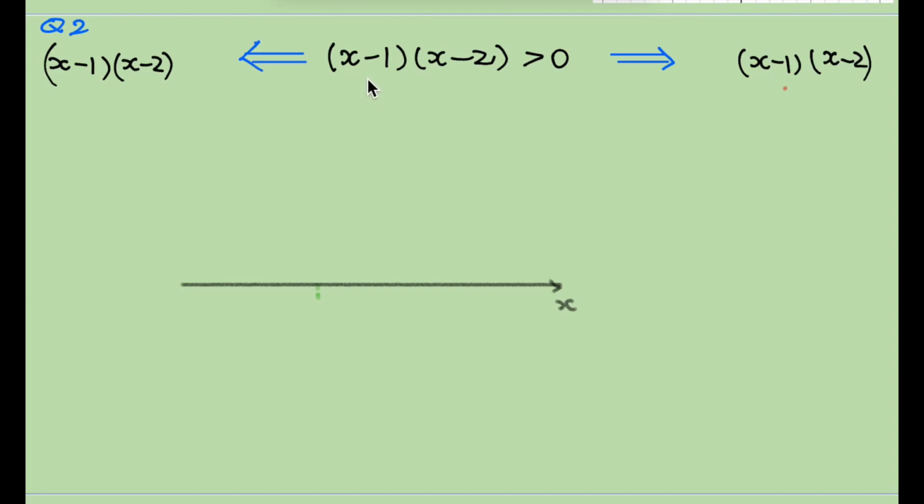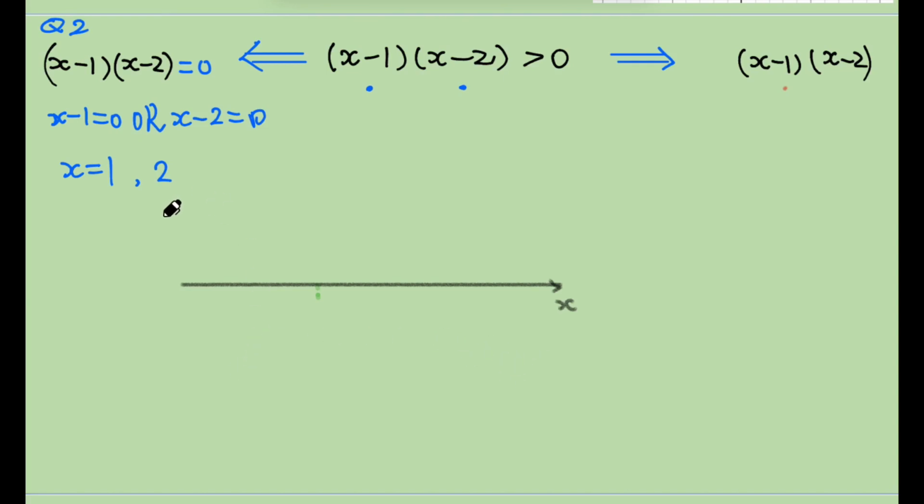That's question 2. Here we have two factors on the left-hand side of the inequality, x minus 1 and x minus 2. How are we going to use the sign diagram to solve this inequality? Step 1, convert the inequality to the equation. Then we are going to use the null factor theorem. Let the first factor x minus 1 be 0, and the second factor x minus 2 be 0. Therefore, we obtain the two solutions, x equals 1 or 2.